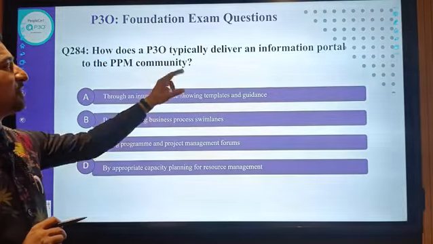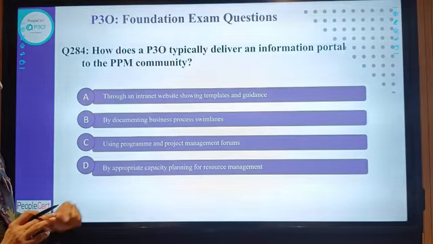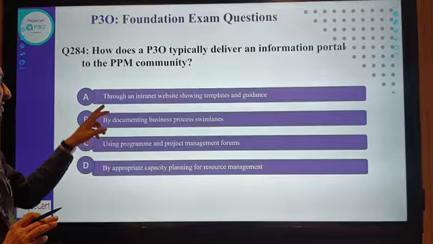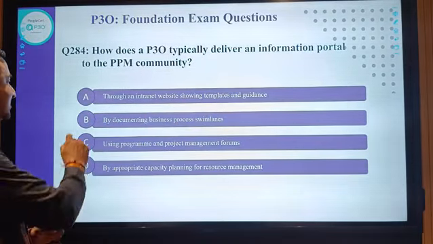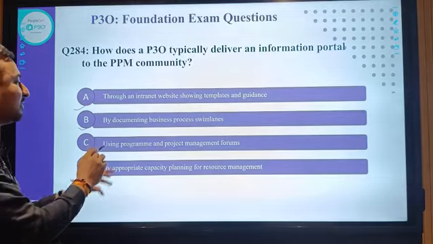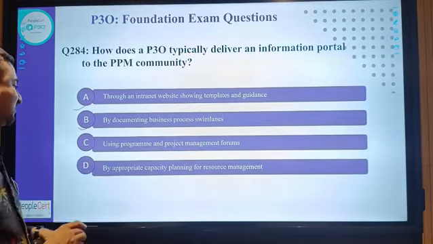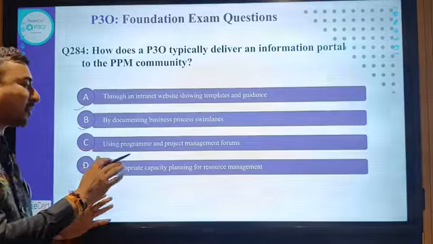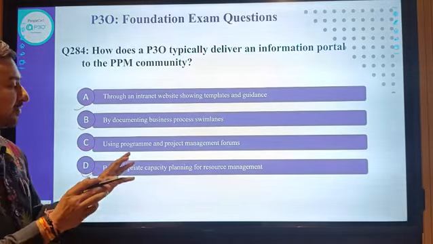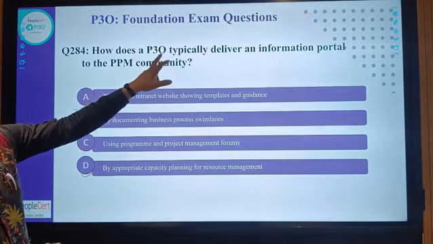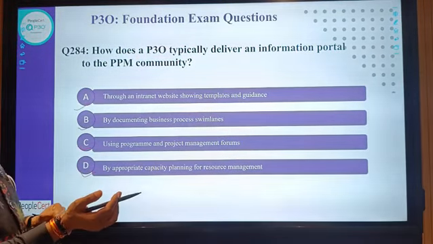How does P3O typically deliver an information portal to the PPM community? Option A, through an internet website showing up templates and guidance. Option B, by documenting business process similarness. Option C, using a program and project management forum. And option D, by appropriate capacity planning for resource management.